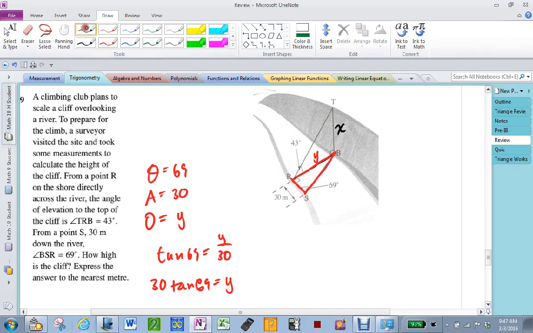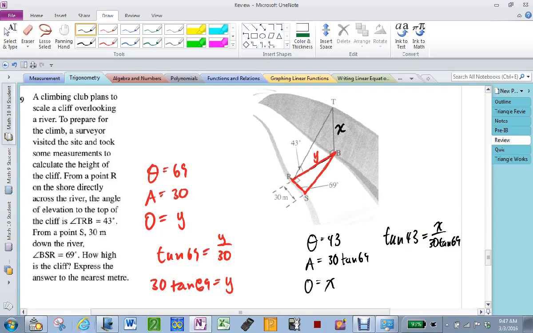And then on this side, I have a theta of 43. I have an adjacent of 30 tan 69. And I have an O of X, don't I? Right? So if I go tan 43 equals X over 30 tan 69, I've got to multiply that by that, don't I? Then I just go to my calculator once.